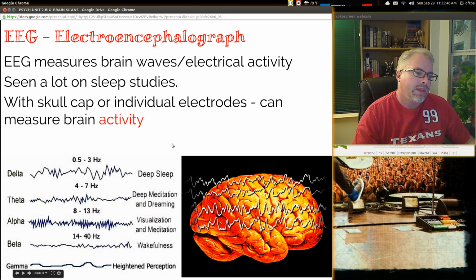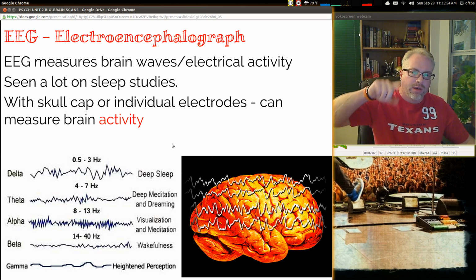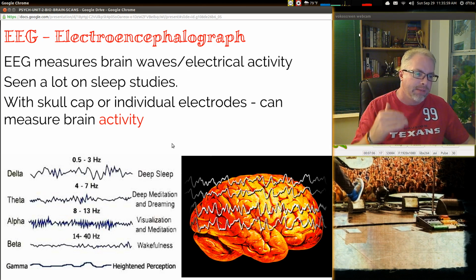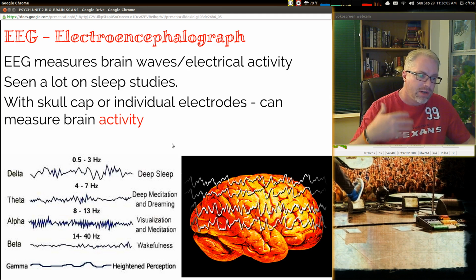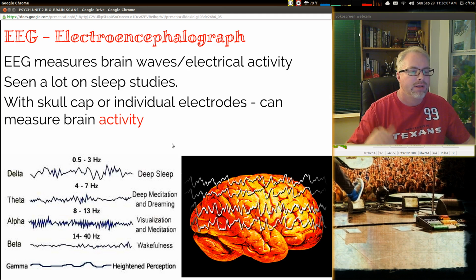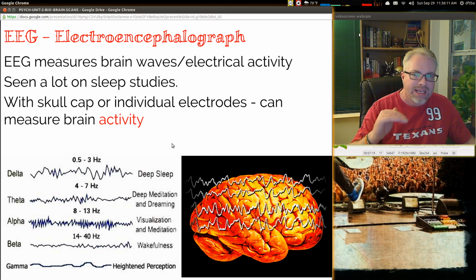What can you do with this? Well, you can measure people's sleep patterns. So that's coming in the next unit. We'll look at consciousness, and we'll be able to see all the different brain waves. Deep sleep would be delta. A deep meditating or dreaming sleep would be theta. And then your visualization and meditation is the alpha waves. Wakefulness is beta. And the gamma is that heightened perception.